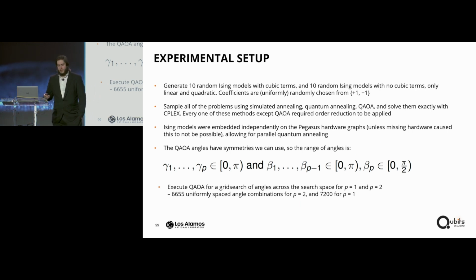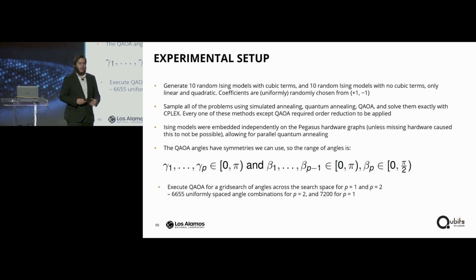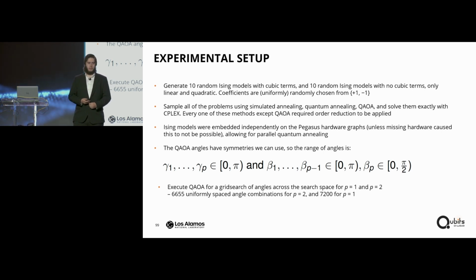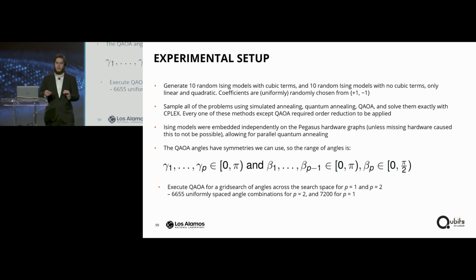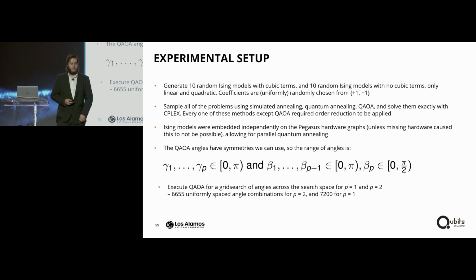So the experimental setup is we generated 10 of these random Ising models that have these geometrically local cubic terms. We also generated 10 Ising models that do not have any of these cubic terms. And we just randomly chose these coefficients. And then we sample all of these problems using simulated annealing, quantum annealing, QAOA, and we solve them exactly using CPLEX. This allows us to evaluate when and where the optimal solutions are found. And every one of these methods requires some order reduction to be performed, except QAOA. QAOA can do it kind of natively in the algorithm.